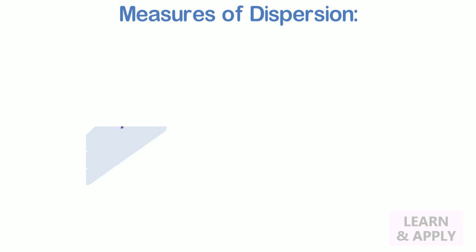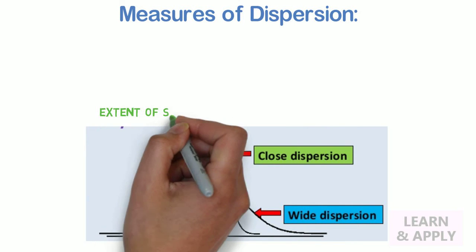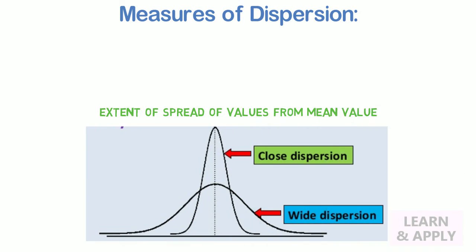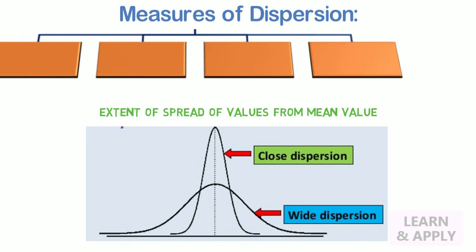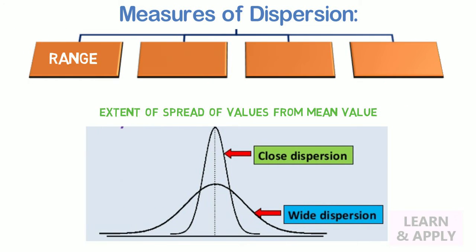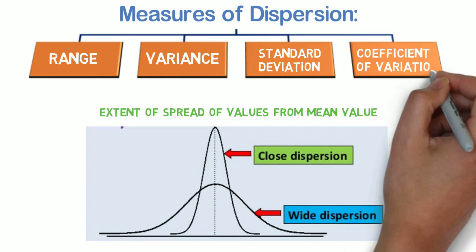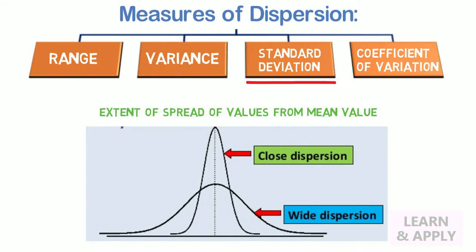Measures of dispersion. The extent of spread of the values from the mean value is called as dispersion. The measures of dispersion are 1. Range, 2. Variance, 3. Standard deviation, and 4. Coefficient of variation. Standard deviation is the most commonly used measure of dispersion.